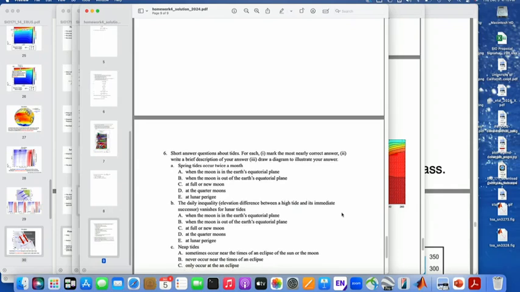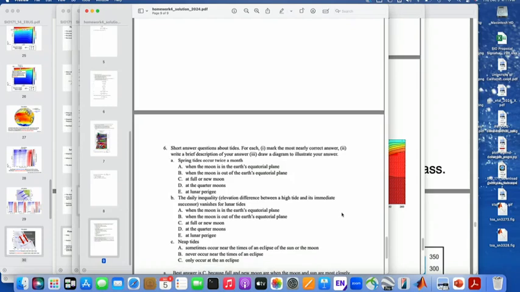Okay, what's B? The daily inequality vanishes for lunar tides when one of these things is. A. Yep, A. You know why? Diurnal inequality is the difference in elevation. And then finally, neap tides occur when? A. Sometimes occur at the times of eclipse, only at the eclipse, or never at the times of the eclipse. A neap tide.